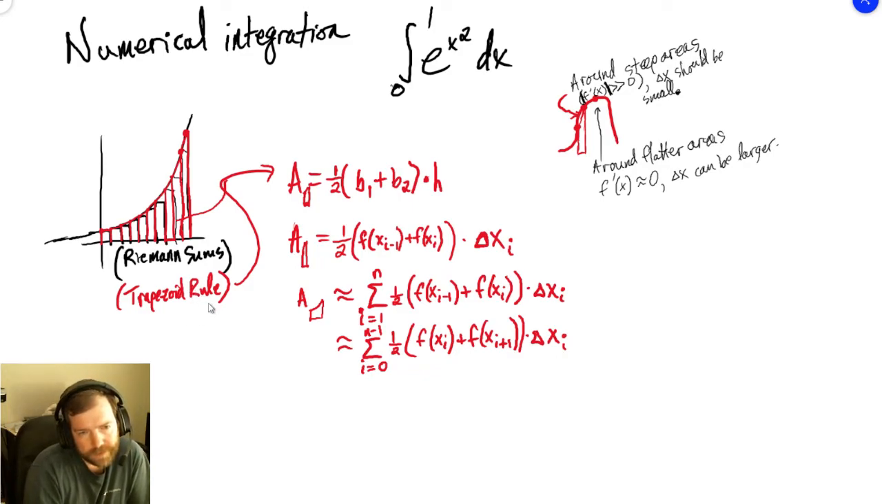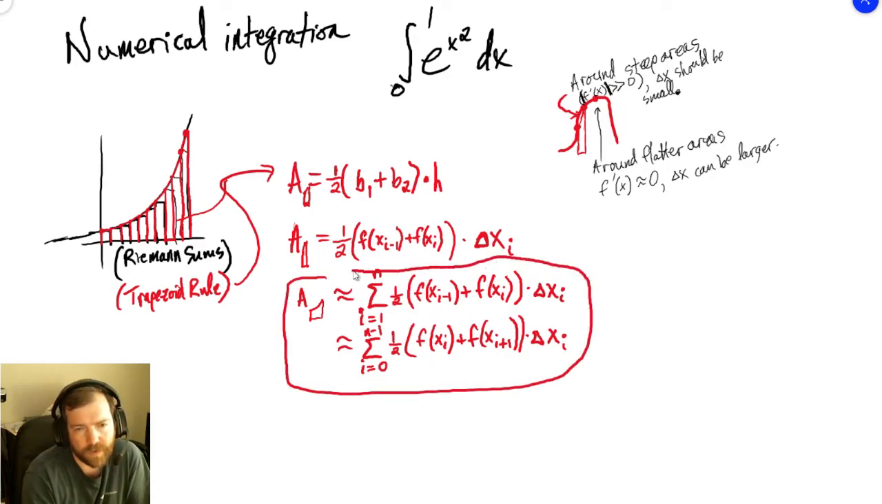Alright, so this is really what we're going for with finding the area under the curve using the trapezoid rule.